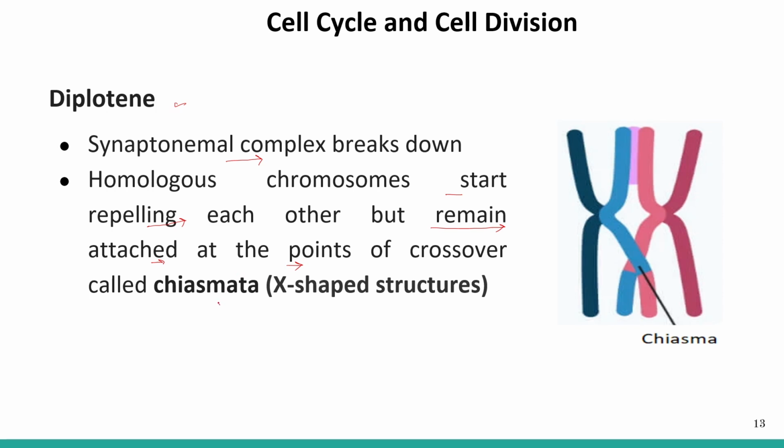And this point is known as the chiasmata. So how can you define chiasmata? Chiasmata is the point of attachment where crossing over has taken place. This is known as chiasmata or chiasma. These are X-shaped structures. Here in this figure, you can see formation of chiasma, or chiasmata. These are the points of crossing over, where crossing over is taking place.